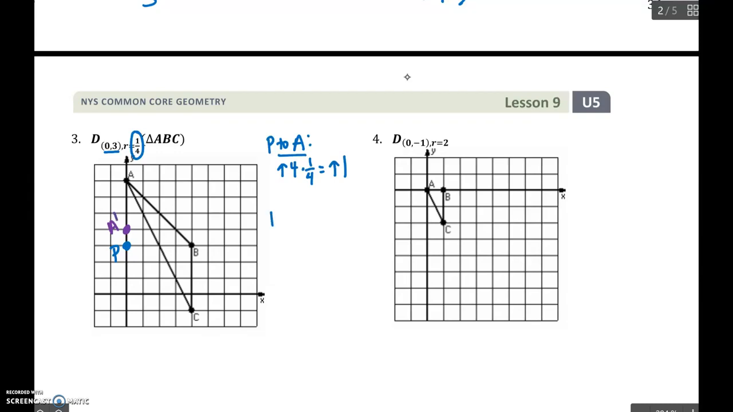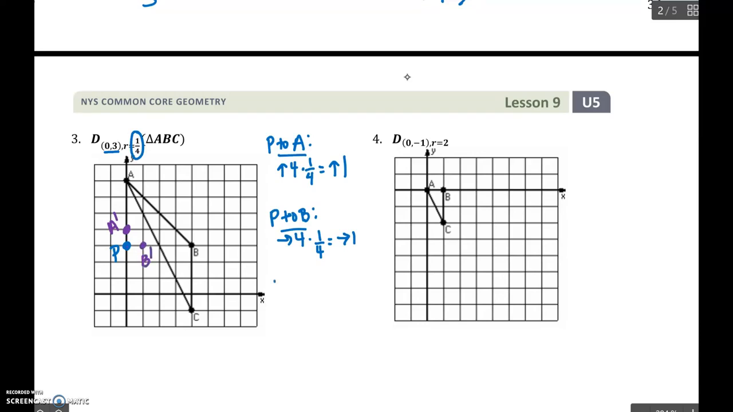Then we're going to do the same thing from P to B. How do you get from P to B? You go to the right 4 units. We're going to multiply that by the scale factor and now only go right 1 unit. And so when you go back from center P, right 1 unit, this will be your B prime.